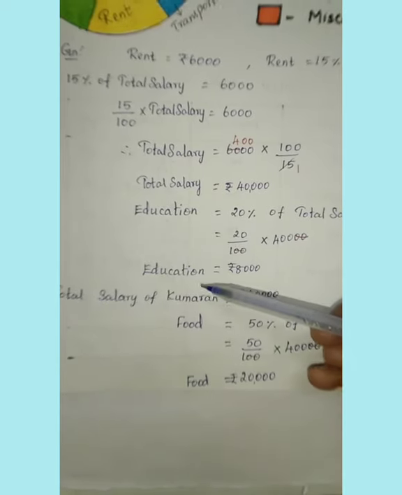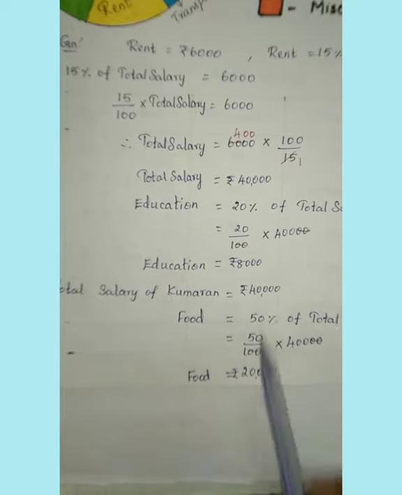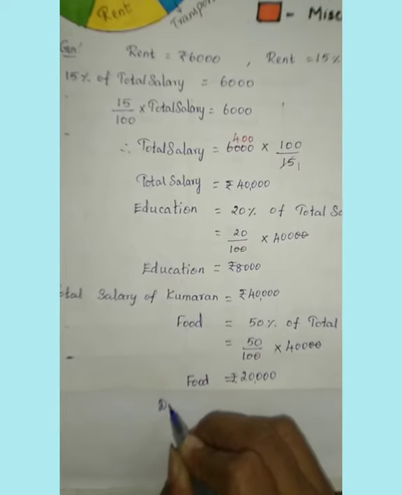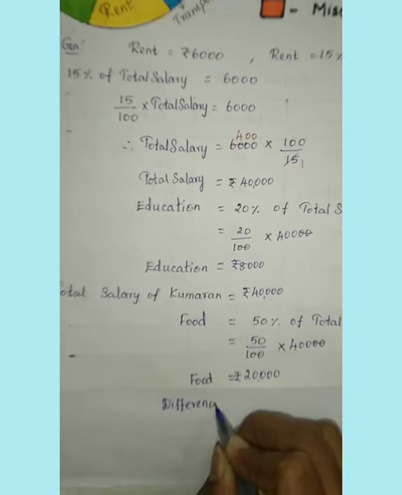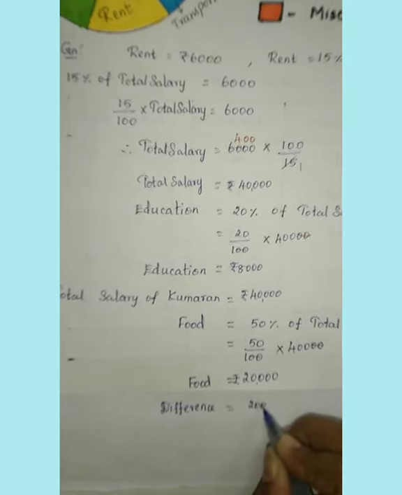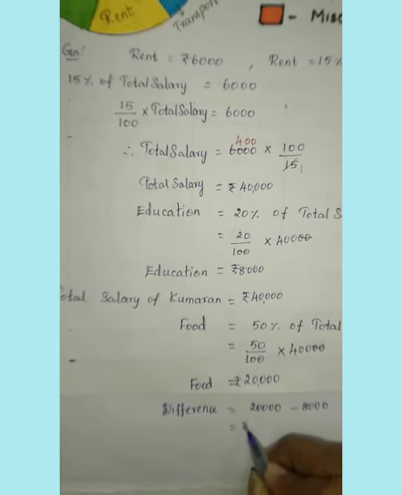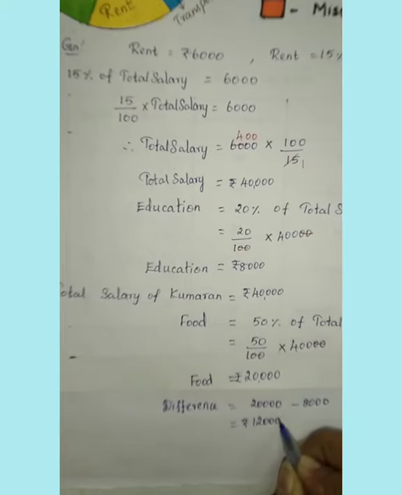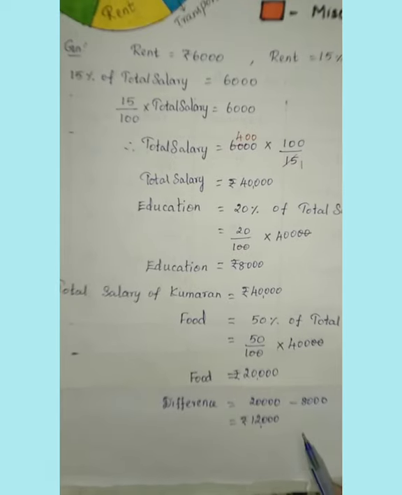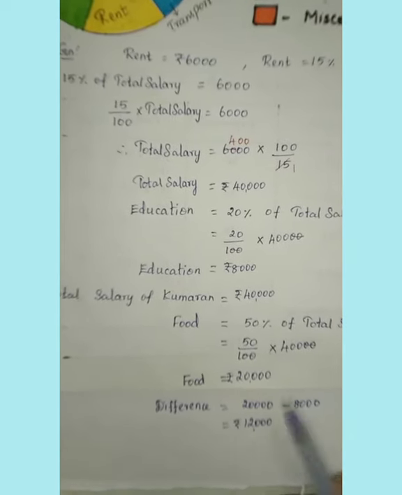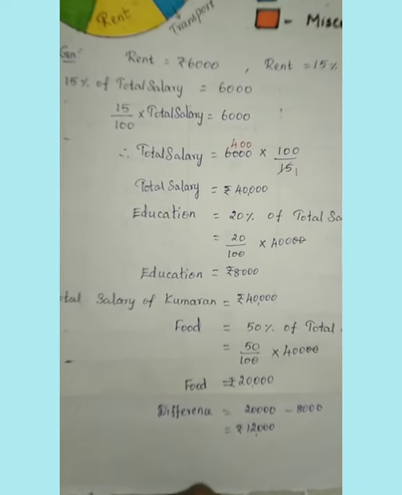Now we are going to compare education and food. Food is 20,000 and education is 8,000. The difference is 20,000 minus 8,000, that is 12,000 rupees. Therefore, he spent 12,000 more for food than education. So that is the answer. So we can write the answer here.